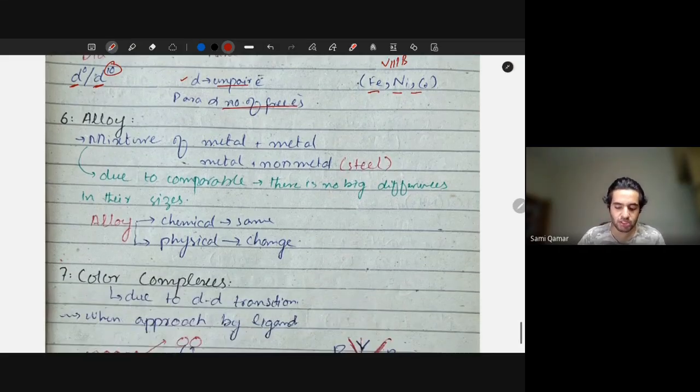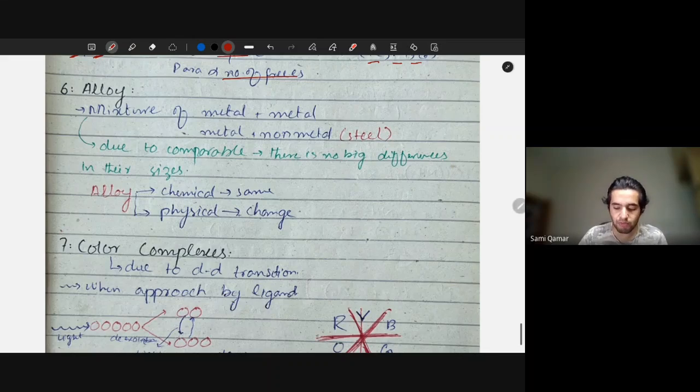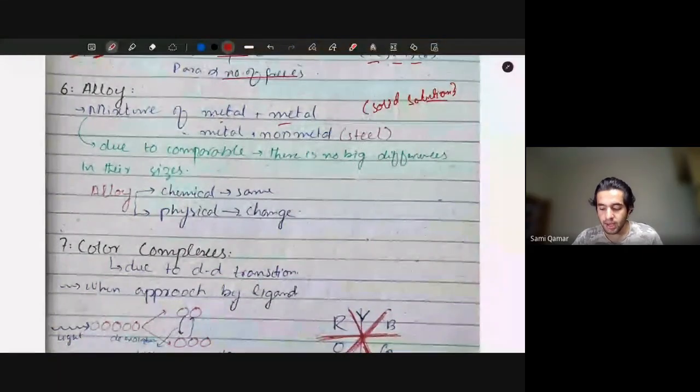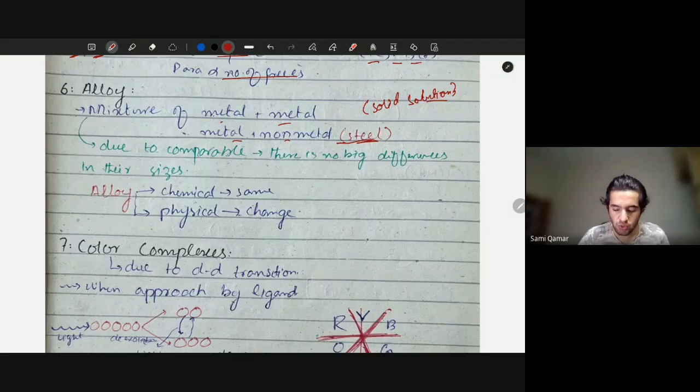Okay, now let's talk about the sixth property, which is alloys. They make alloys, a mixture of metal plus metal. This is an example of solid solution. I hope you have watched the lecture on solutions. This is important. Every single year there is one question from solutions. Metal plus metal is an example of solid solution, and metal plus non-metal can also form alloys, which makes steel. Now, why do they make alloys? Because they are comparable. There is no big difference in their sizes, and they have the same properties. That's why we can mix them.